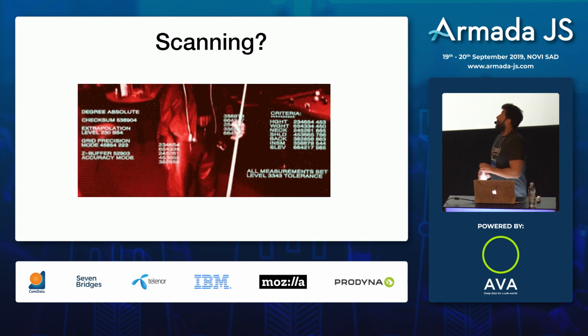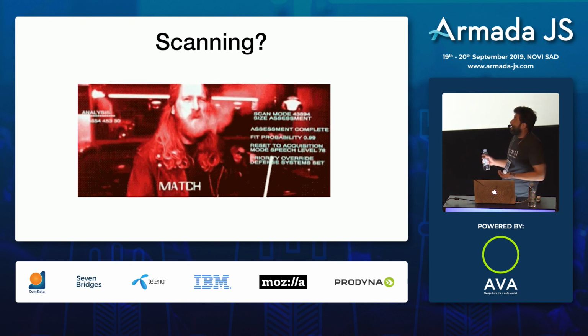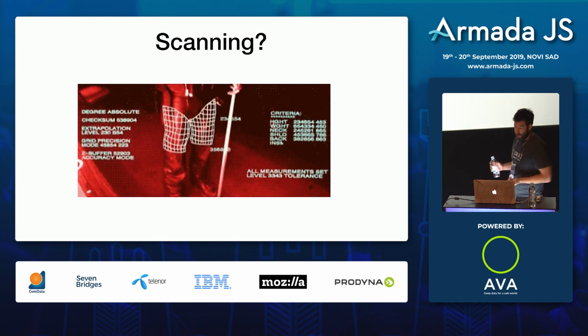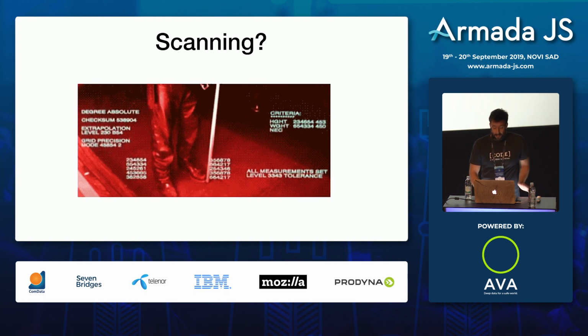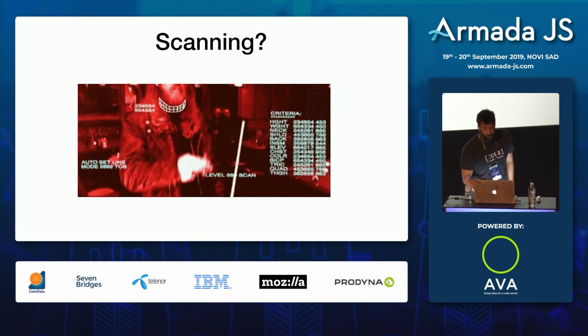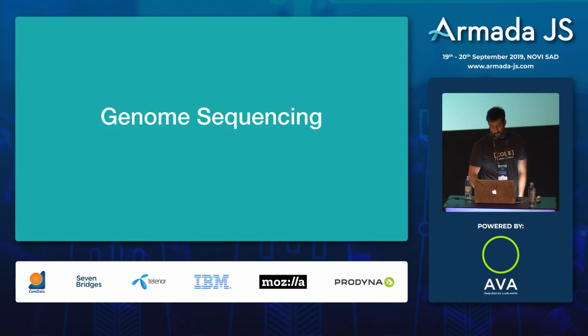But how? We cannot just scan people and take these 750 megabytes. Maybe in 10 years, according to this movie, but currently we don't have the technology. We need to do something called genome sequencing. So what's genome sequencing? Well, it's a process of basically digitalizing your genome. Like I want to have it in a file.